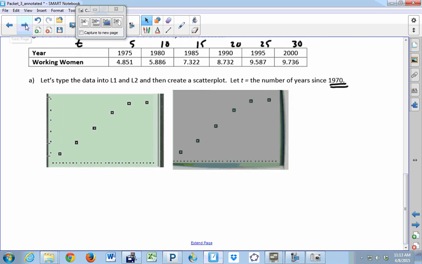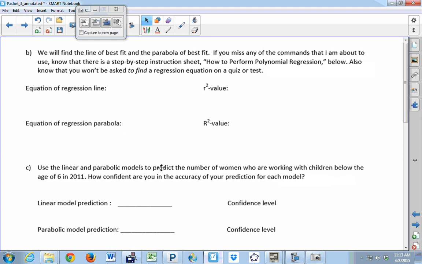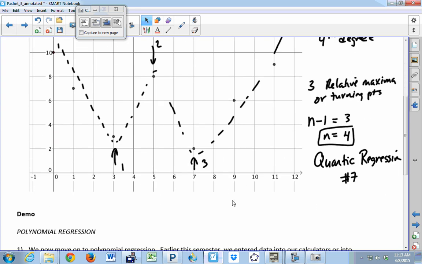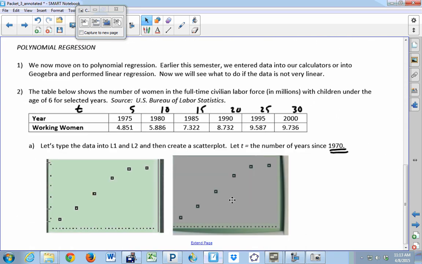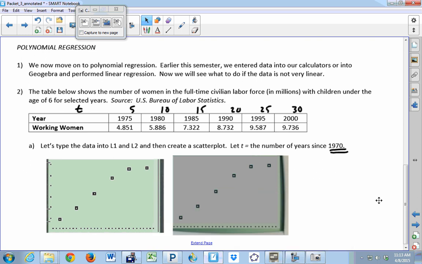Now part B says we will find the line of best fit and the parabola of best fit. And let's go back and look at our pictures here. Does it make sense that we might use a line to try to model this? Yeah, you could easily imagine a line getting pretty close to that data, right? It would have positive slope, right?